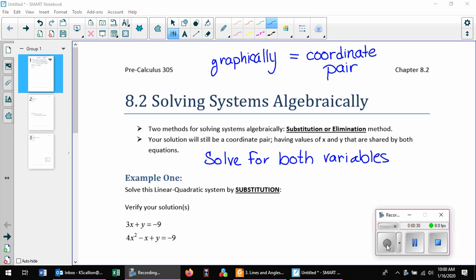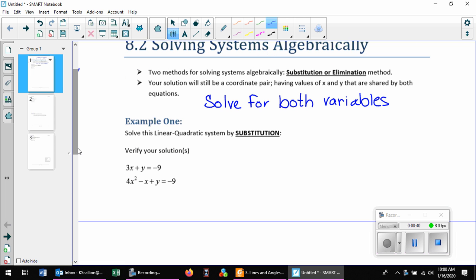We used to do 3 variables. Now we're just down to 2. But you have to solve for both variables. That's the whole thing. So there's 2 ways to do it. You're either going to solve by substitution or you're going to solve by elimination.